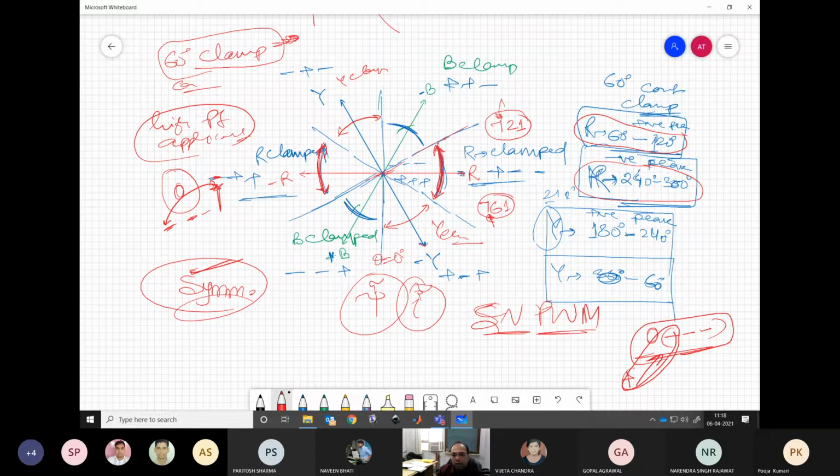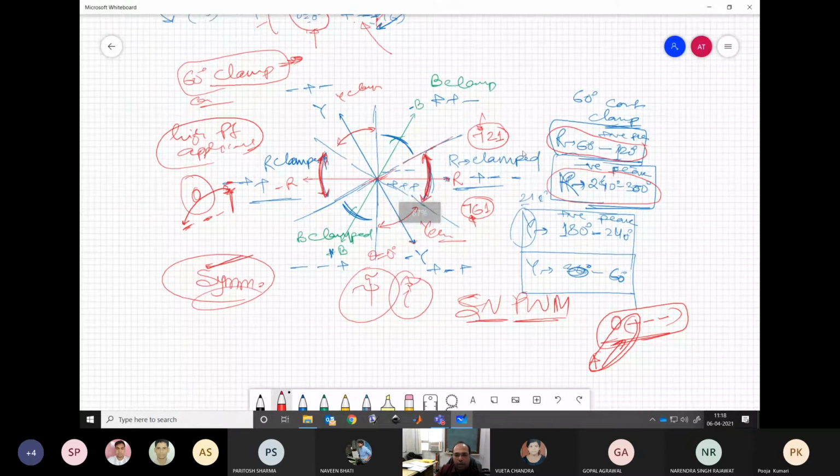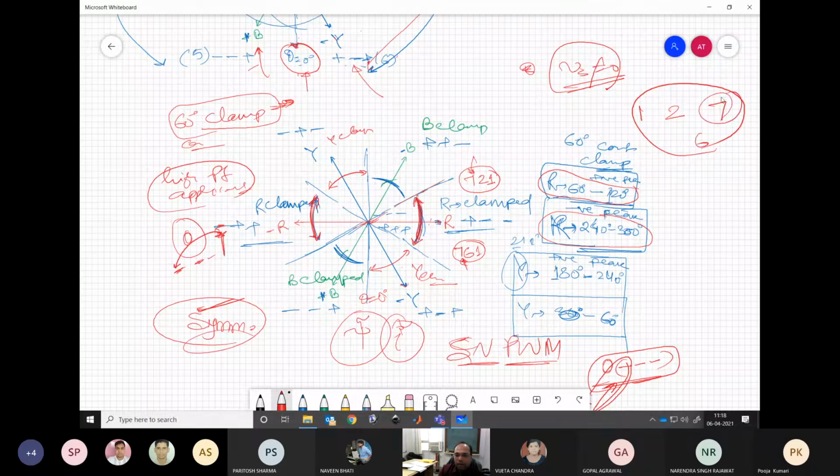Now, when we have a microcontroller, we have the freedom to choose what vector we want to apply. So we can say, okay, during this interval theta equal to 60 to 120, do not apply this voltage vector 0. So we will have only 1, 2, 7, 6, all these associated in this range. The nearest active vectors are 1, 6, and 2, and the zero vector 7. That is all we will apply in this range. Similarly, we can allocate for B, Y, and so on.